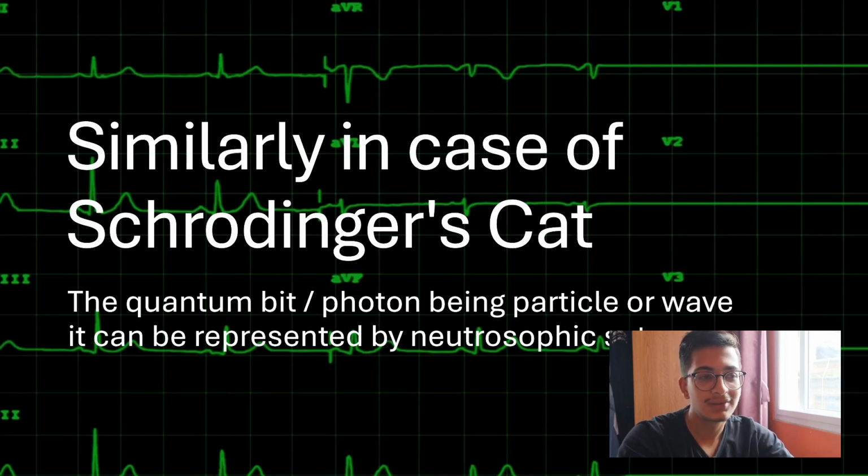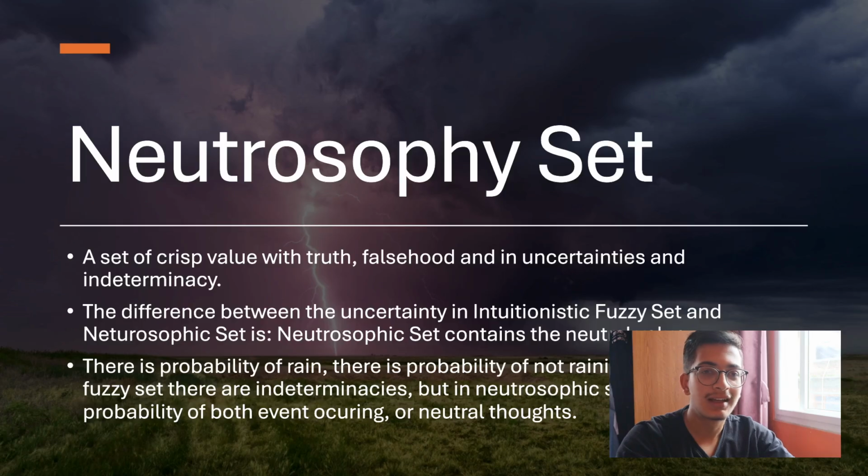Similarly, in the case of Schrodinger's cat, the quantum bit can also be represented as Neutrosophic set indeterminacy, or in Schrodinger's cat equation, the photon can also be particle or wave, right? That scenario can also be represented as the Neutrosophic set. So I guess you got what Neutrosophy is. Basically, Neutrosophy is all about including the neutral values in the equations of mathematics. And this is awesome.